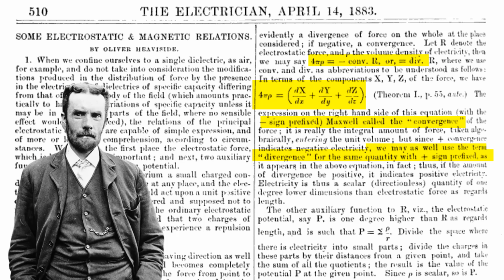By April of the following year, 1883, Heaviside seems to have independently conceived of the idea of divergence, just as Clifford had done 5 years earlier, writing, "As the expression with the negative sign prefixed Maxwell called the convergence, we may as well use the term divergence for the same quantity with the positive sign prefixed." Sorry that I attributed this to Heaviside in my last video and not to Clifford. I didn't realize Clifford came up with it first.